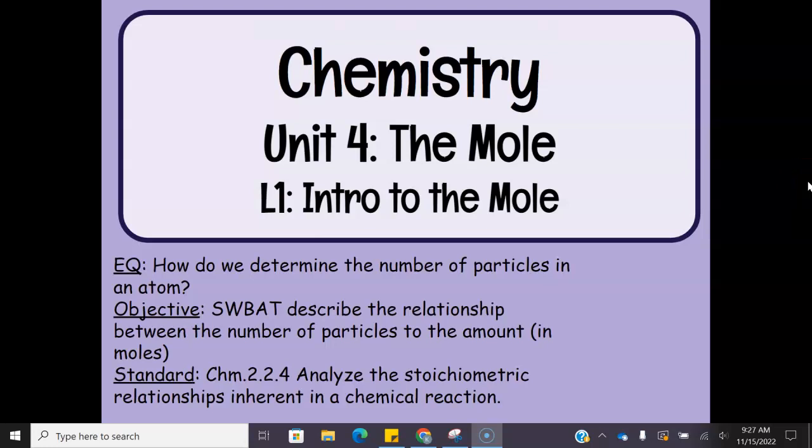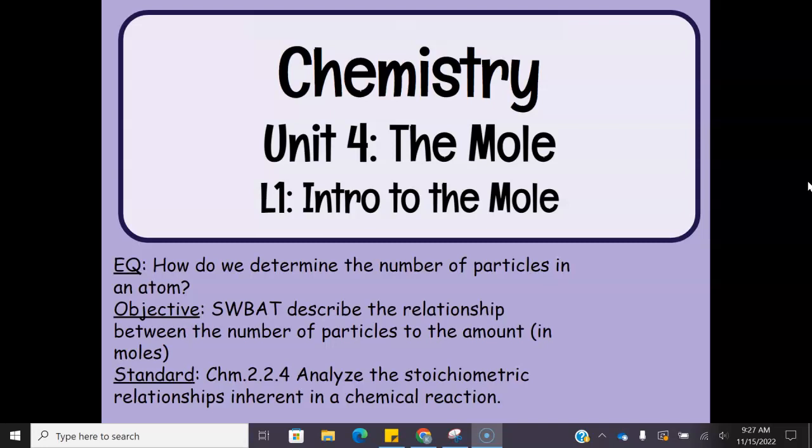Today we are starting our first lesson of our stoichiometry unit. Now stoichiometry is a big word, but basically what we're going to find as we go through this unit is that it's a really big word that basically just means unit conversions.